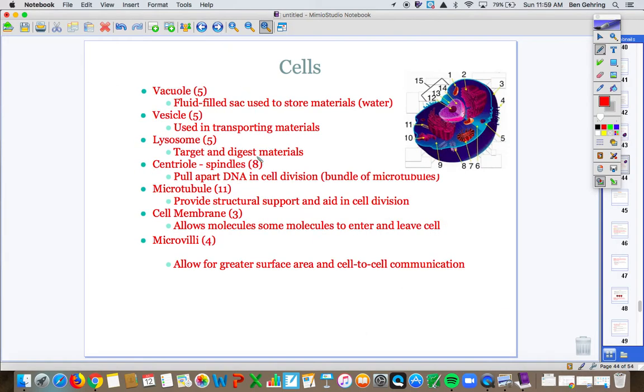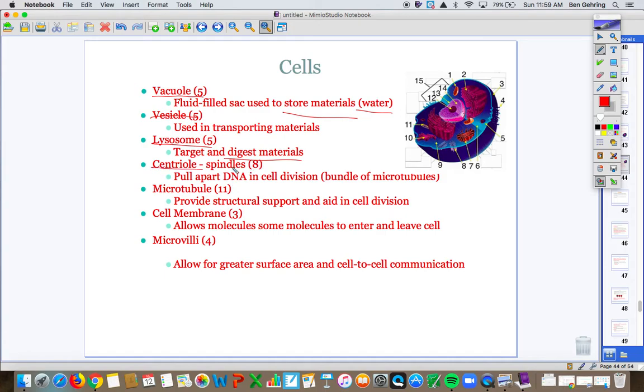More organelles. Vacuoles are a fluid-filled sac used to store materials, specifically water. Vesicles are transport packaging. So your Golgi apparatus surrounds the material to be transported in a vesicle, which then moves it throughout the cell. Lysosomes digest material. So lyso means to split. So a lysosome splits things apart, breaks things up, destroys things that aren't needed.